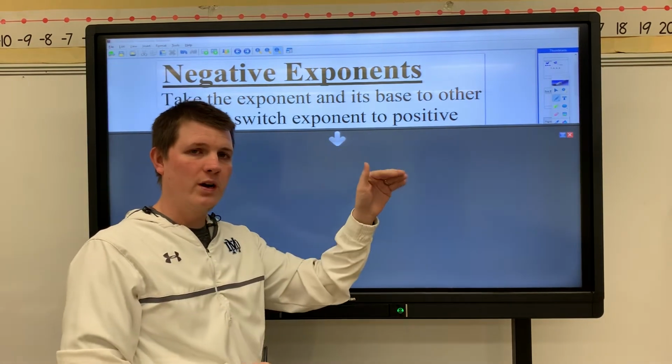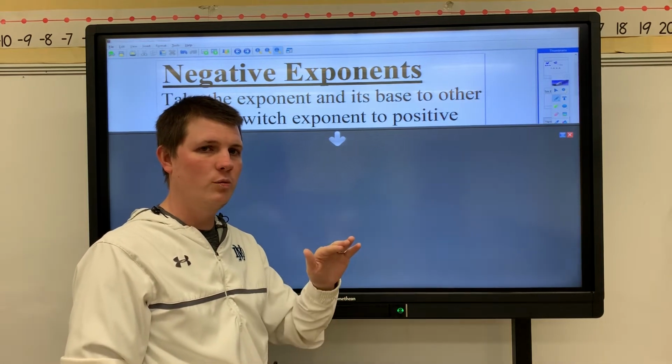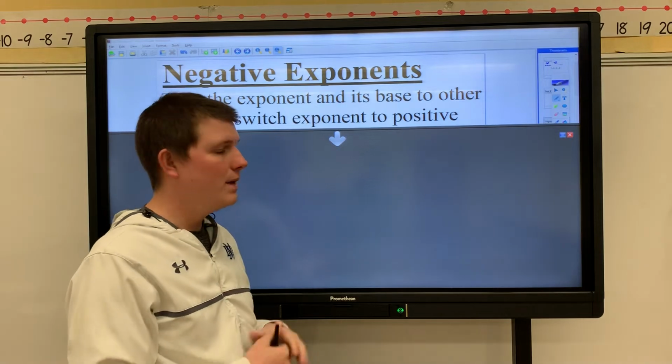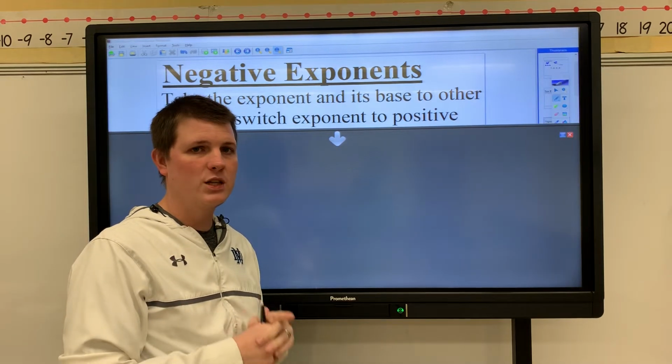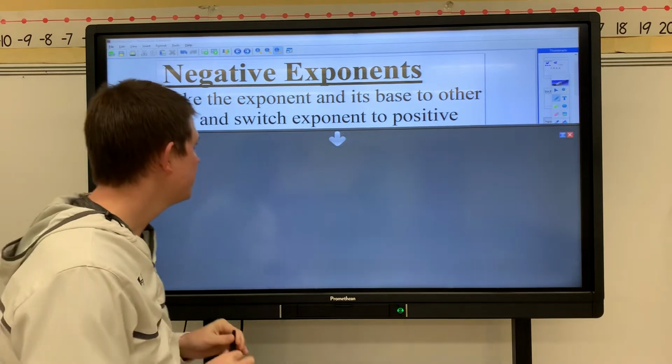So if it's in the numerator of the fraction, you're going to bring it to the denominator. If it's in the denominator, you're going to bring it up to the numerator. And you're going to switch it from negative to positive. The exponent becomes positive.